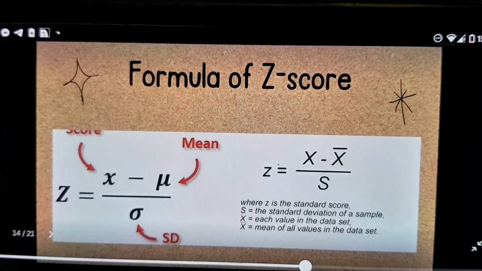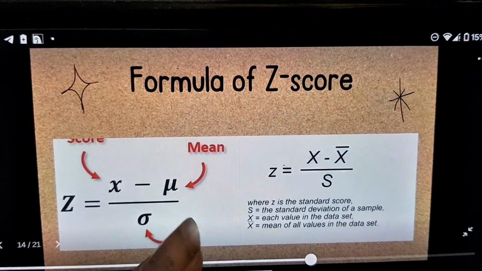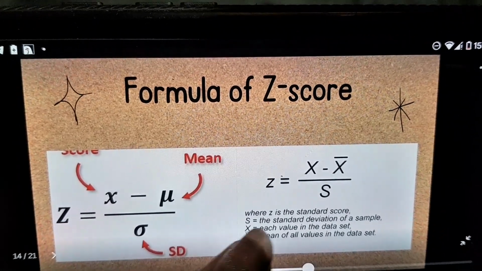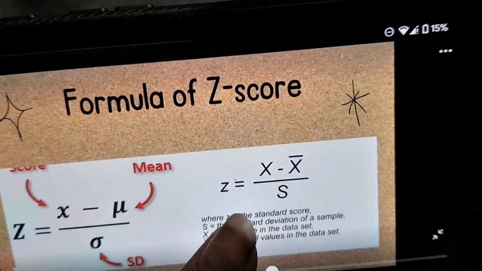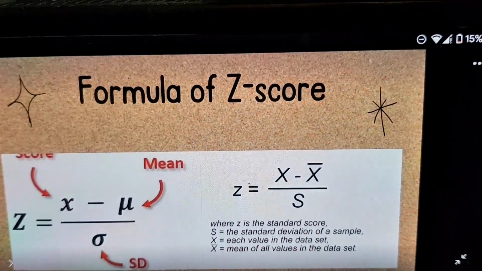This is the formula of the Z-score. This is the individual score, the mean, and the standard deviation. Parehas lang yan sila guys, but we are going to use this one. This is the individual score, the mean, and the standard deviation.